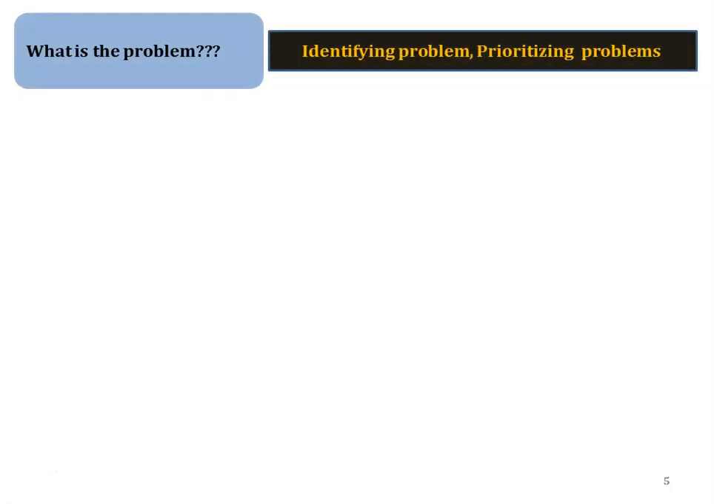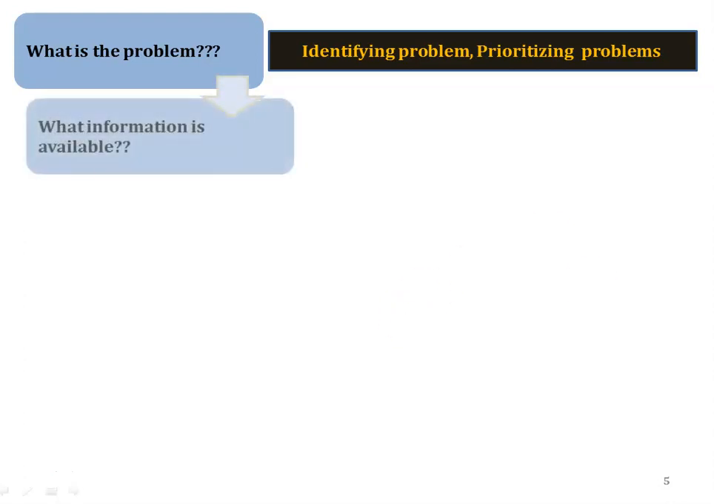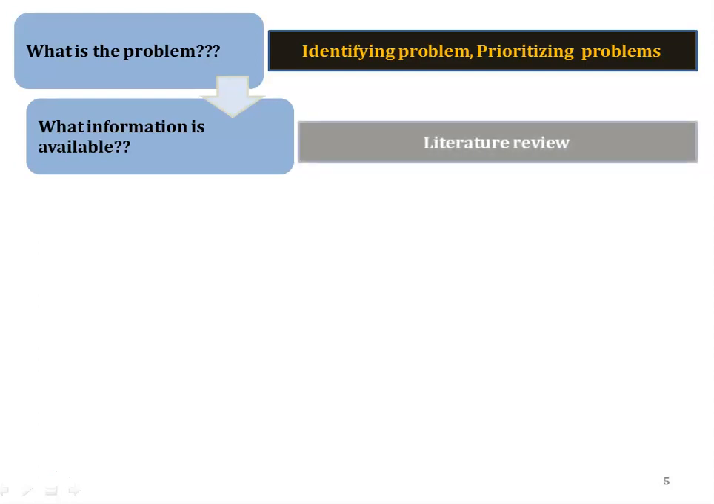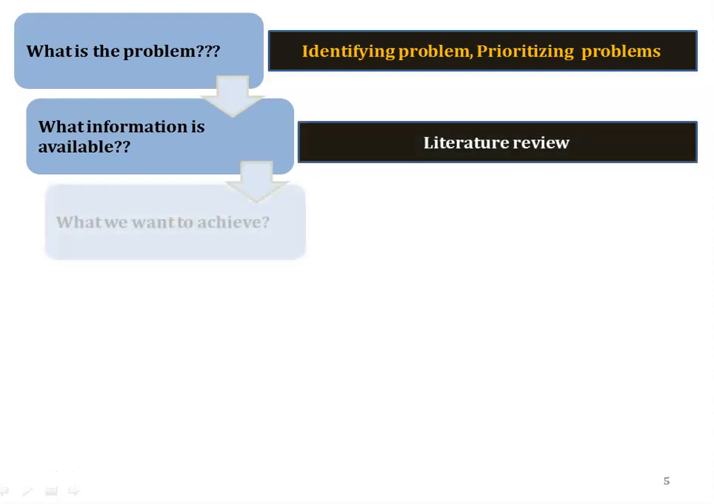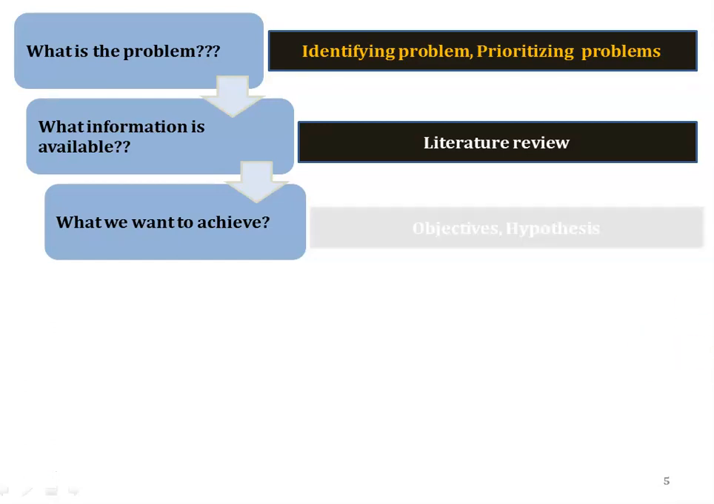There may be many problems in your community and you have to prioritize the problem that you may want to address in your research. After you have identified the research problem, you have to look what information is already available on your topic by literature review. Literature review gives you a direction where you want to lead your research, what area you should explore on that topic, and it helps you making some objectives for your research.